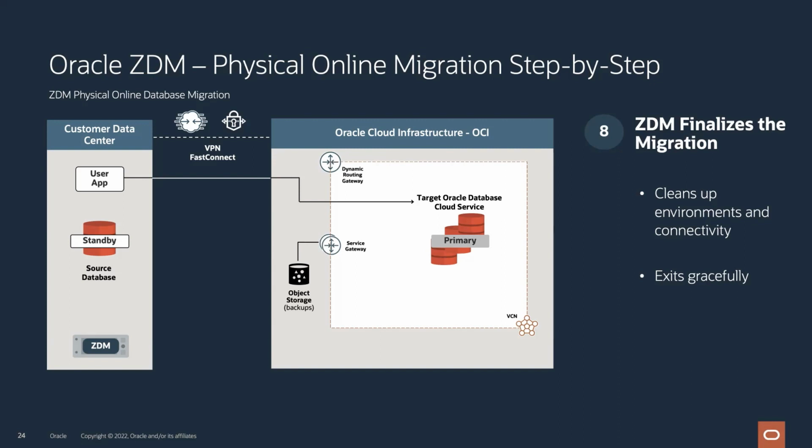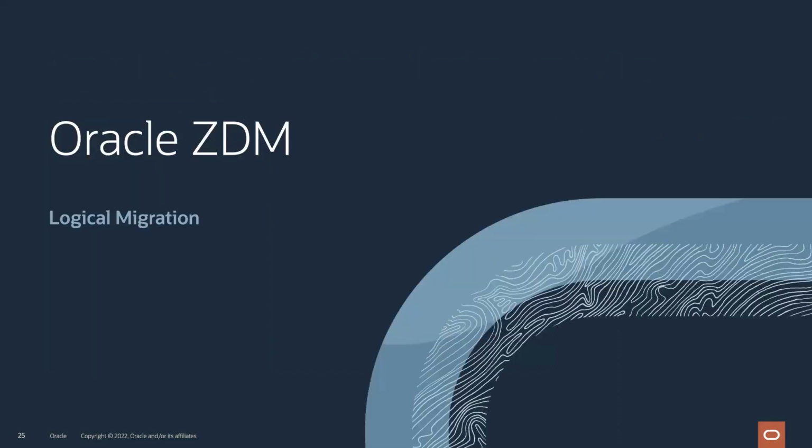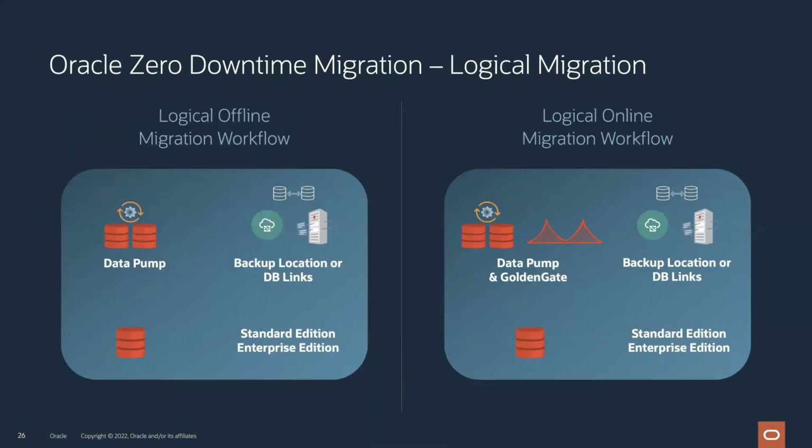Now, this, of course, is valid when you're doing migrations between sources that are on Linux and when you don't have to upgrade. What happens, though, if you actually come from Solaris or AIX, or if you want to do an upgrade at the same time, or if you're going to Autonomous Database? Well, in that case, you need logical migration. And ZDM has that for you. We have the logical migration. If you remember, I actually presented this slide just some time ago with logical offline using only Data Pump and logical online using Data Pump and GoldenGate.